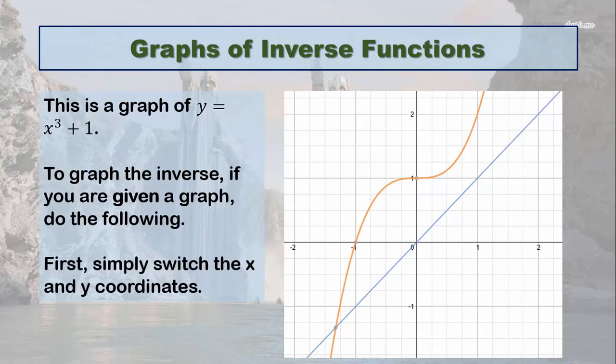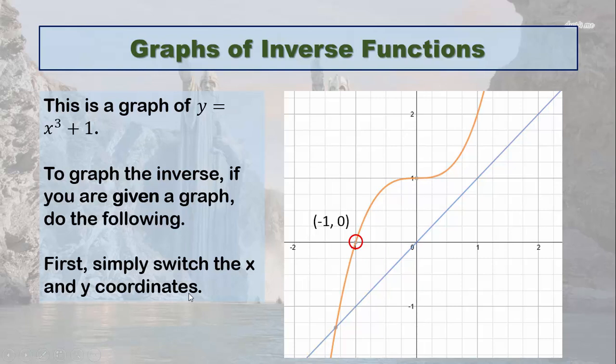First, simply switch the x and y coordinates. So on this line, x to the third plus 1, I see a few coordinates on there. I see one right here, and actually one right there too. So those are, they're not guesses. I can see exactly where they go through. So I'm going to write down what they are. This one is at -1, 0.